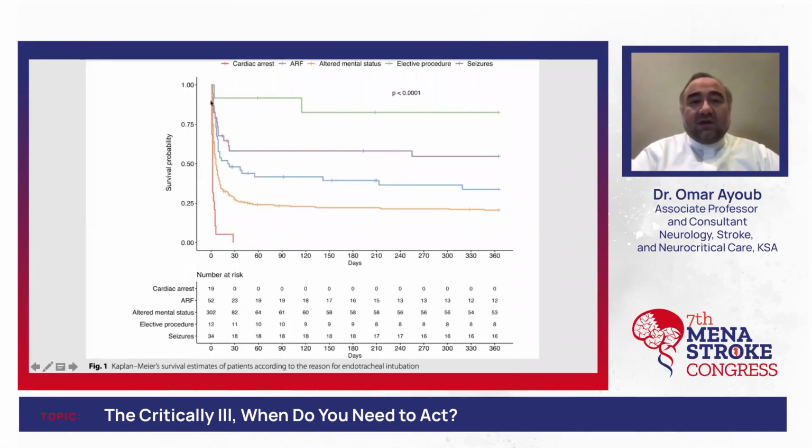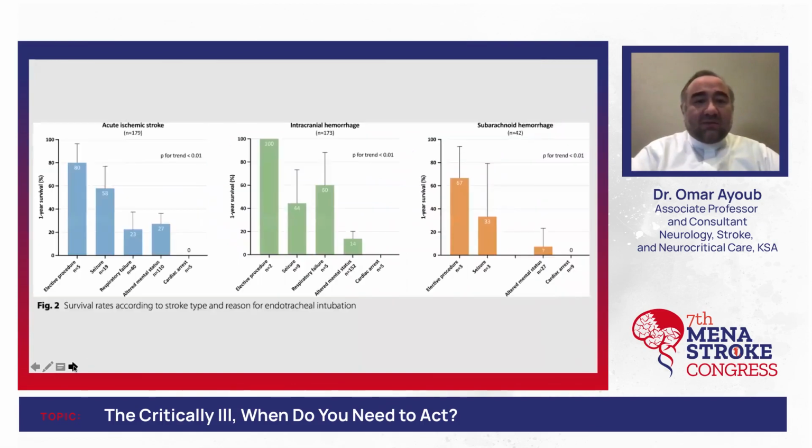So if you look at the reason for intubation and you compare, if the reason was cardiac arrest, you can see that the survival probability over time decreases significantly in this graph. Compare it to those patients who were not intubated because of cardiac arrest. Let's say if it was an elective procedure to protect their airways, you can see that their survival chance will be much higher than those who had been intubated for cardiac arrest, or if they have acute renal failure at the time of their event. And even when they segregated patients with acute ischemic stroke or ICH or subarachnoid, we can see again that this is replicated, and the reason for intubation plays a major factor in determining the long-term outcome of those patients.